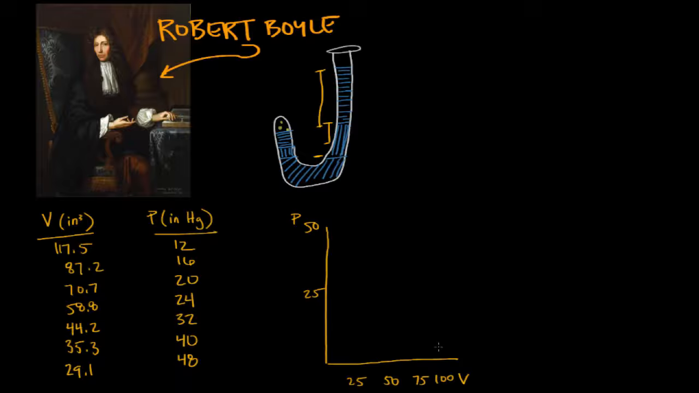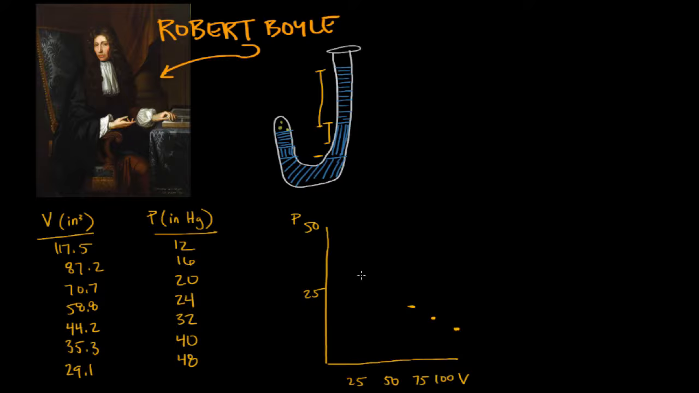And so we see that when our volume is 117.5, our pressure is 12. So that'd be right about here. And we see that as our volume is 87.2, our pressure goes up a little bit to 16. And when our volume is 70.7, our pressure is about 20. So that'd be about right there.